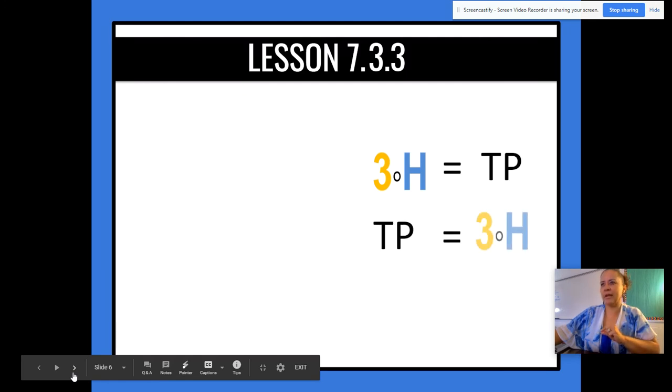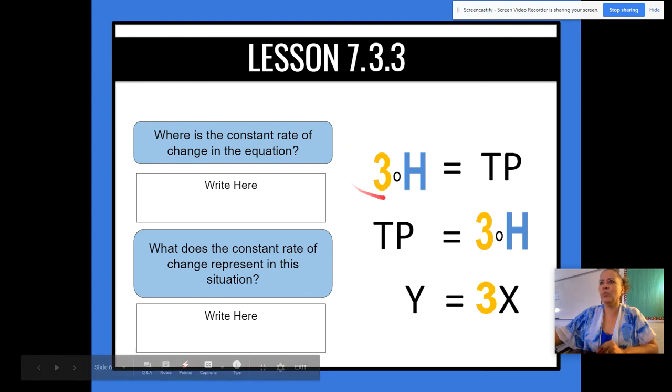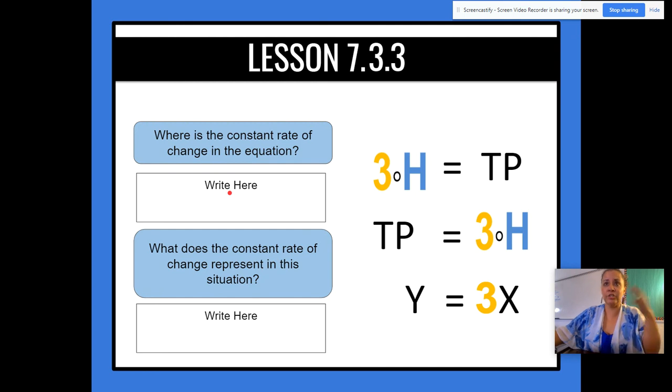Okay, so make sure you wrote that equation down because what I want you to do is now think about that question that we asked. Where is that constant rate of change? Where's that constant rate of change in your equation, right? Where is it? I want you to think, where's the constant rate of change in this equation? Write your answer here. You can actually write it on the slide if you're taking notes. But also, what does the constant rate of change mean? What does it represent in this situation? What do you think that constant rate means? Go ahead and take the time and write that in your notebook because we will discuss it tomorrow.